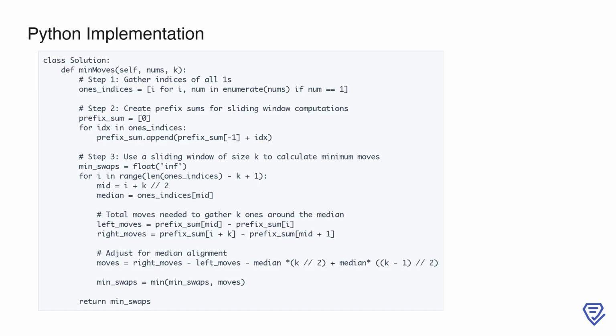For each subarray, we compute the median position, as aligning the 1s around the median minimizes the number of swaps. Using the prefix sum array, the algorithm calculates the total movements required to align the 1s around the median efficiently in O(1) time for each window. Finally, the algorithm keeps track of the minimum swaps across all possible subarrays of size k and returns the result. This approach ensures an efficient solution with a time complexity of O(n), where n is the length of the input array, making it well-suited for larger inputs.